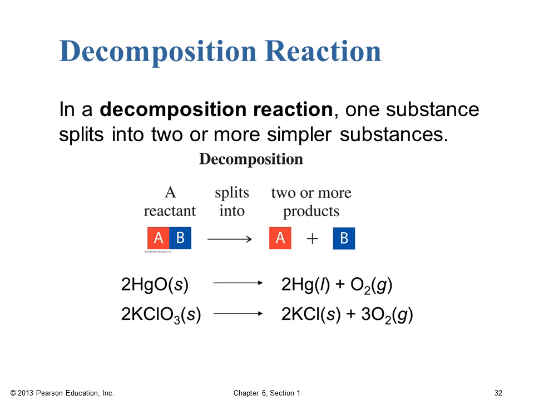Decomposition, so when something decomposes, it breaks down, it breaks apart. And so in a decomposition reaction, you start off with one substance, and it's going to break down into more than one substance. You see a couple of examples here. We have mercury oxide breaking apart into mercury and oxygen. We have potassium chlorate breaking down to potassium chloride and oxygen. And so you're starting off with one substance and breaking apart into more than one substance.